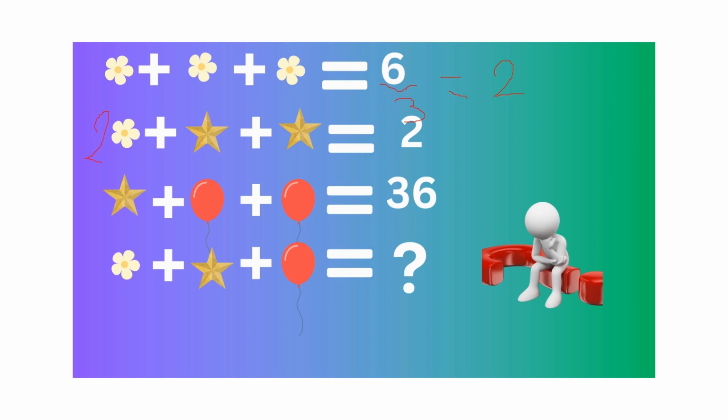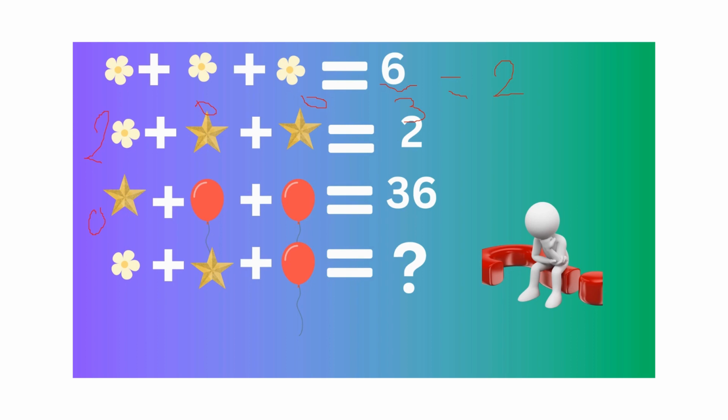And still it is equal to 2 by adding 2 stars. So there is only one number in maths that doesn't make any change in adding, which is 0. Yeah, 0 doesn't make any difference. So 2 plus 0 is equal to 2. Our star is equal to 0. And then in the next row we have a star which is 0, and we have 2 balloons, red balloons, and they are added together and equal 36.